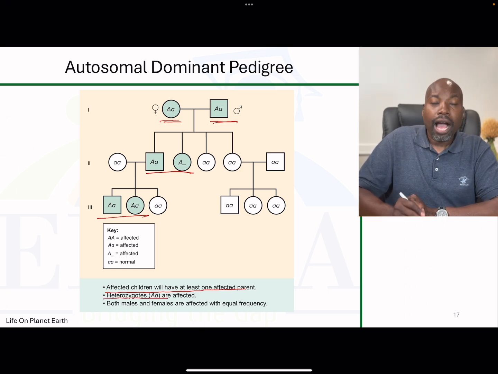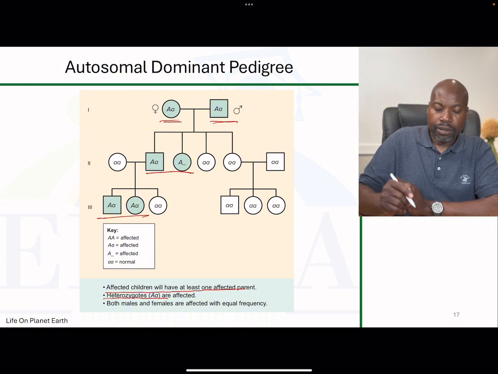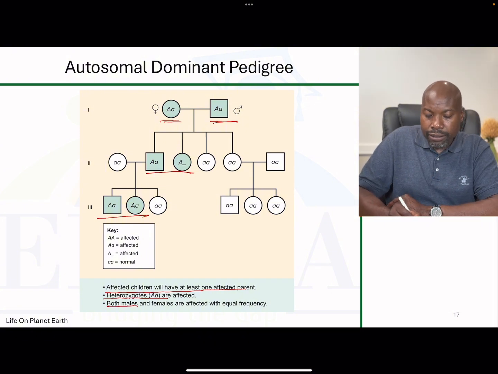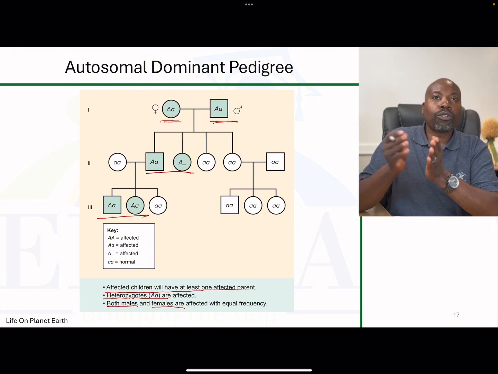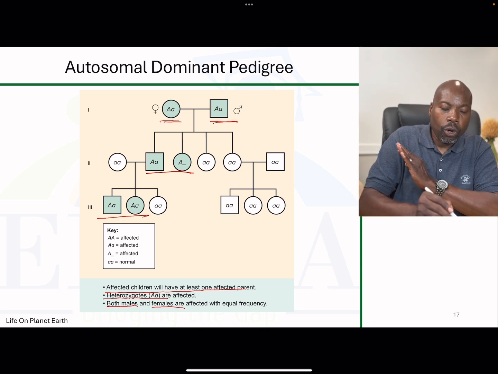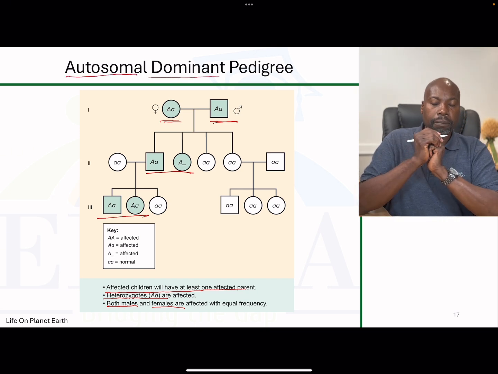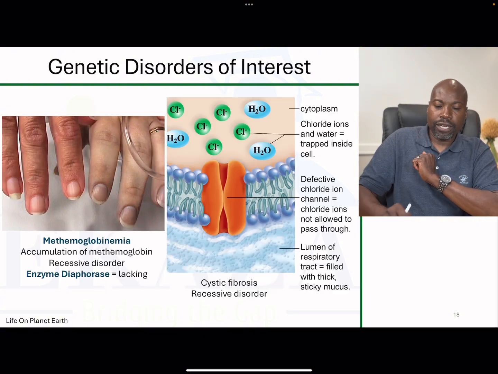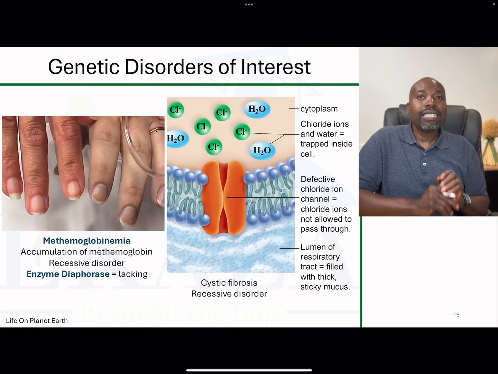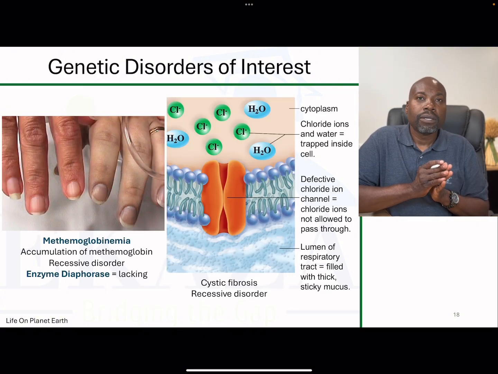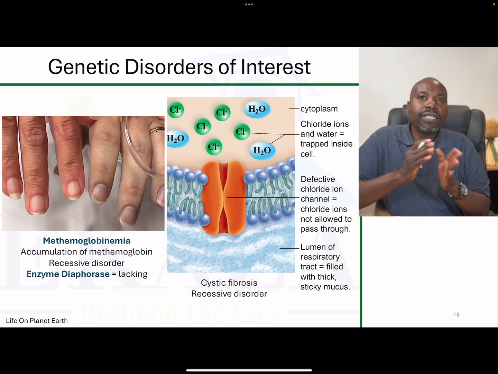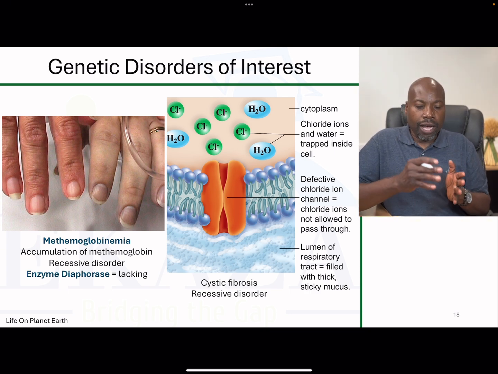Heterozygous children are going to be affected, and both males and females are equally affected in an autosomal dominant pedigree, right? No skipping of a generation. All right, so let's take a look at some diseases of interest to us.